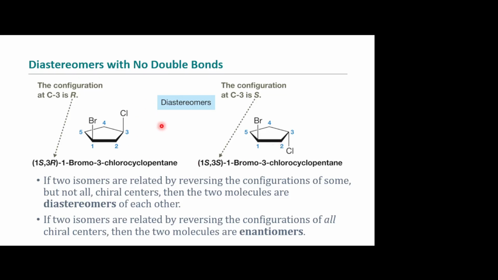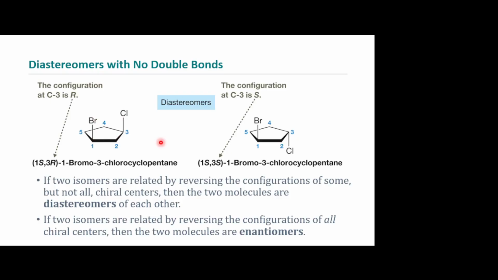Here we have a ring. Now notice these rings here are going to be diastereomers. They don't have a double bond, and that's because they're fixed in place by the ring, aren't they? Okay. And so these right here, these would be diastereomers of each other.